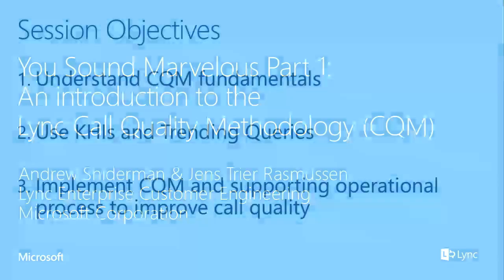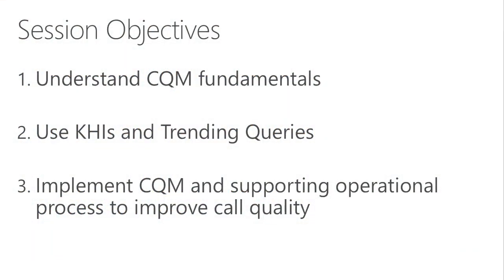So with that, we've got about an hour with you, and there's really just 3 things we want you to leave with. One, understand what this thing that we're calling CQM is, how we've built it, and how you can use it. We have 2 explicit things, KHIs, which one of these posters that we'll share with you at the end is about, key health indicators for Lync that we published, and the other is some trending queries which Jens wrote, which is the beginning part of CQM, which allows you to run in an environment and get a snapshot of where you or your customers' call quality sits.